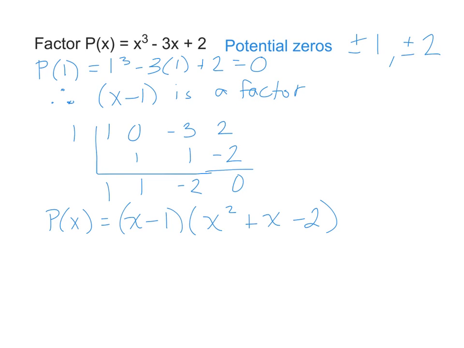Now, can I factor that? x squared plus x minus 2. It'll have to be x and x, 1 and 2, negative and positive. And then I'm just going to check x squared plus 2x minus x minus 2. Yep, that works. So that's what p of x factors to.